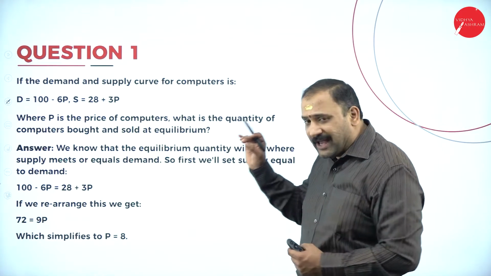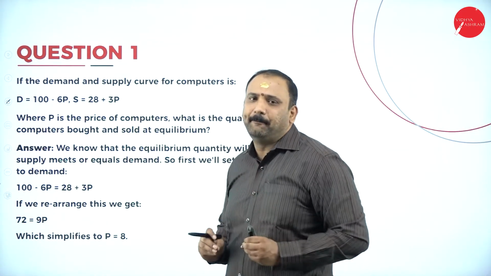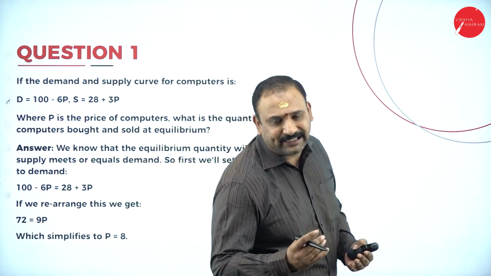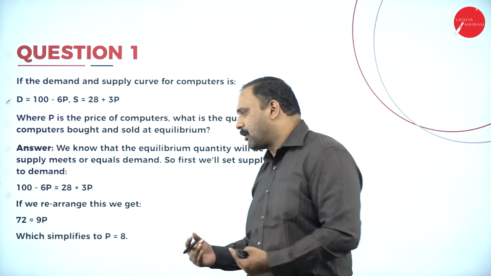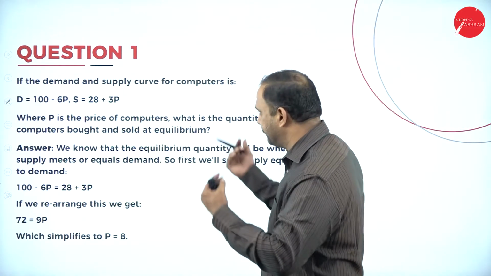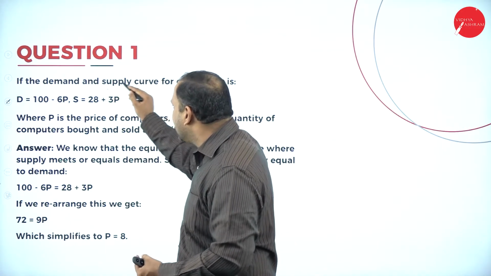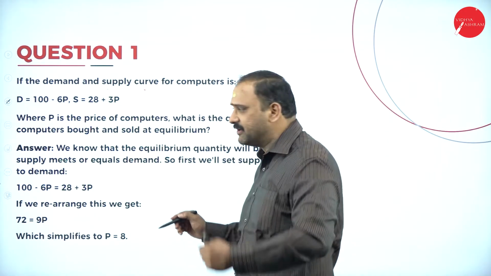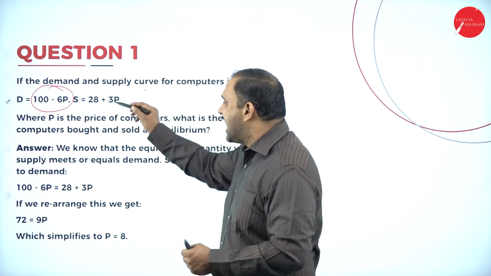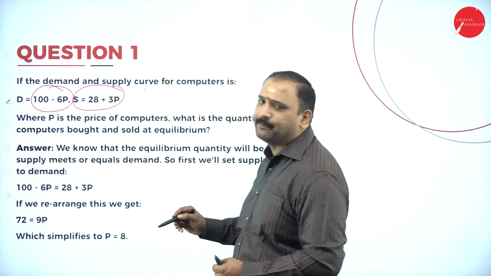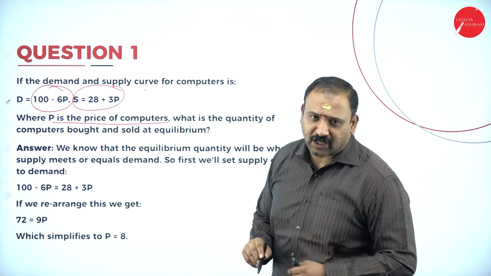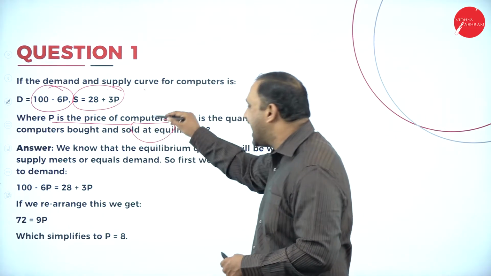Moving further, we are now trying to solve some very, very simple questions in demand. No need to worry, this does not include much mathematical analysis. It's a very, very simple problem. All you have to do is substitute the value, and you will be able to get the answer. Now here is the question. If the demand and supply curves for computers are given by the equation D = 100 - 6P, that's the demand, and the supply is S = 28 + 3P, where P is the price of the computers. What is the quantity of computers bought and sold at equilibrium?